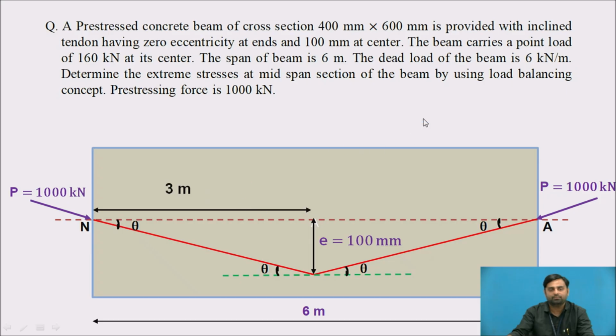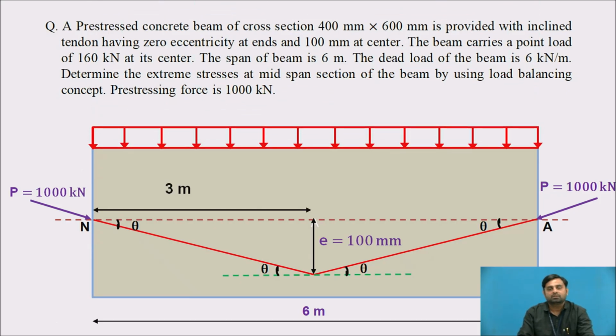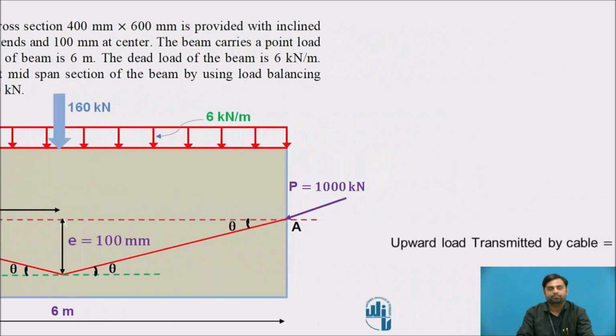So here the diagram is already drawn. This is the section, 6 meters is the length. A bent tendon is provided, and the eccentricity is 100 mm. If the total is 6 meters, then half of that is 3 meters. The prestressing force is 1000 kN. This is the self weight, 6 kilonewton per meter. In the problem, they have given us the dead load of the beam as 6 kilonewton per meter, and that self weight we have considered. Then here is the point load. This point load is 160 kilonewton at the center.